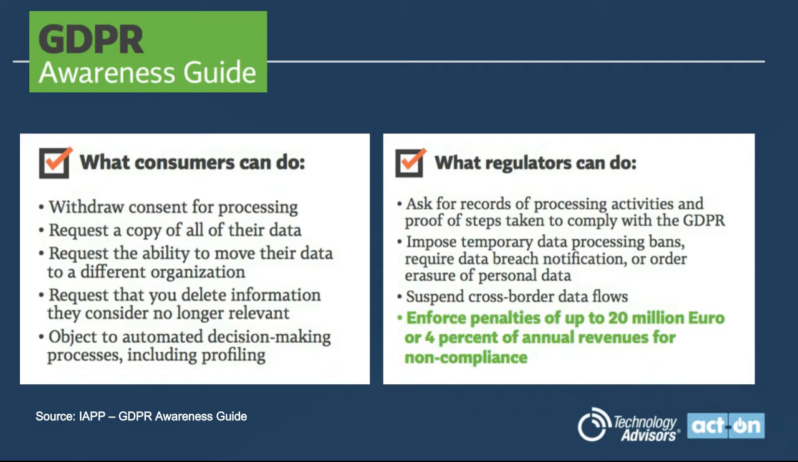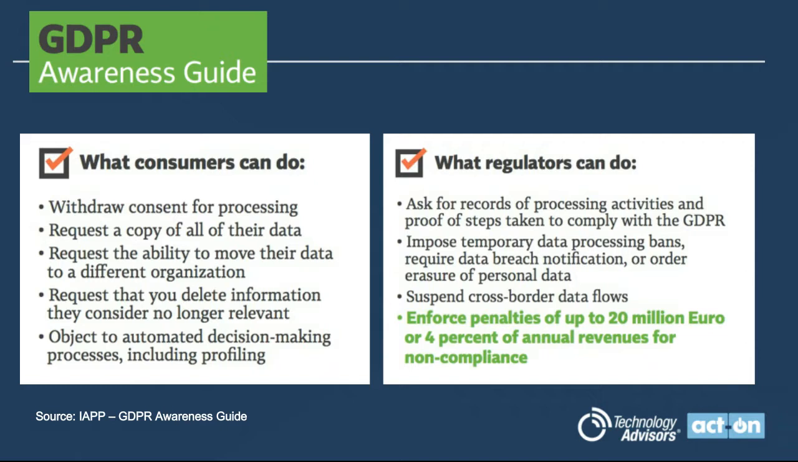They could also impose temporary data processing bans, require data breach notification, and order the erasure of personal data. So essentially, we here don't like the government getting into our business model too much. Over there, they're going to get into the sandbox, and I'm going to talk about how that happens in a minute. But they can also suspend cross-border data flow, and the big one is essentially enforcing penalties of up to 20 million euros or 4% of annual revenues for non-compliance. So if you're Facebook or Uber or Microsoft or Amazon and you're in non-compliance, you could be fined 4% of your total annual revenue globally, which, as you know, is $1 gazillion.